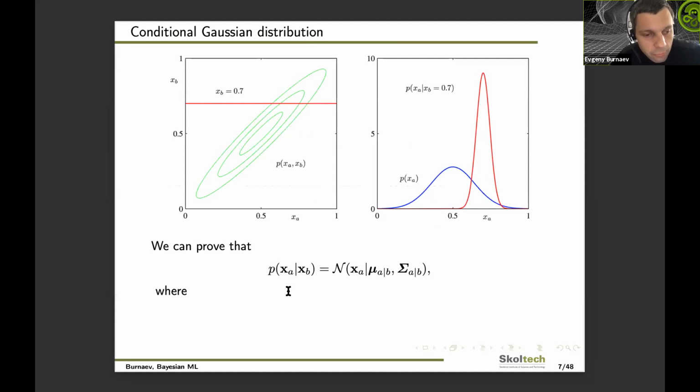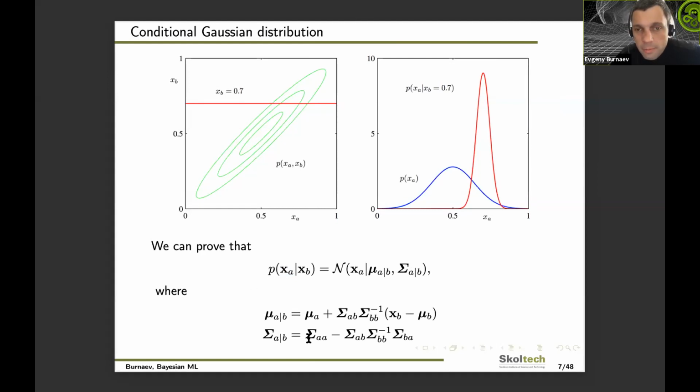is as follows. We can prove that if we consider the conditional distribution of the subvector x sub a given the fixed value of the subvector x sub b, then this conditional distribution is Gaussian with the mean value given by some mu and the covariance matrix given by some matrix sigma capital, where these two quantities are defined according to these formulas. So let me briefly explain the main idea.